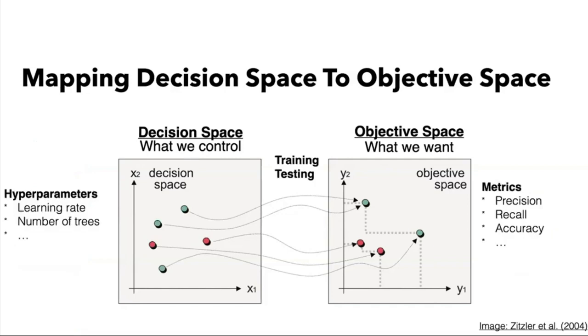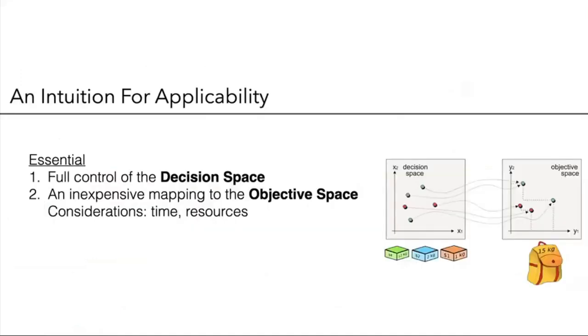Another example is hyperparameter tuning, right? We're not actually interested in the hyperparameters, but that's what we have control over. What we're interested in at the end of the day is metrics, for example precision, recall, accuracy, depending on the application that you're working on. Another important factor is the mapping between them. If we change the hyperparameters in order to get to the metrics, we have these pipelines, the training and the testing of our data, and so this might be a function of time, which might be crucial.